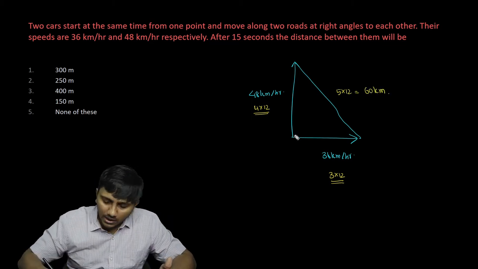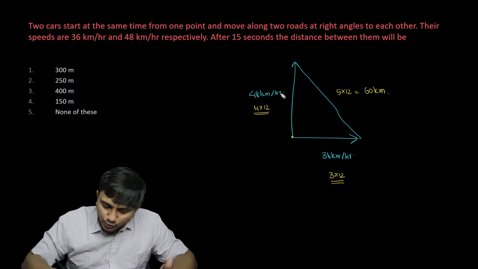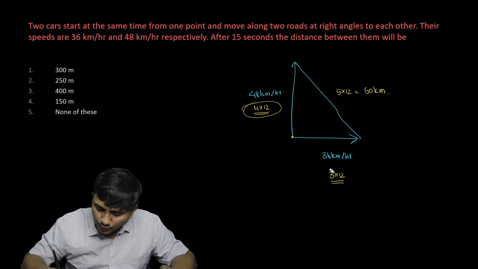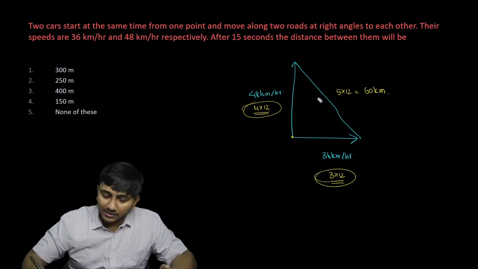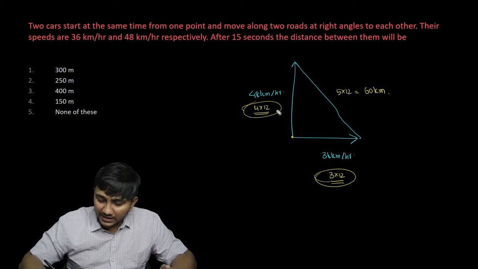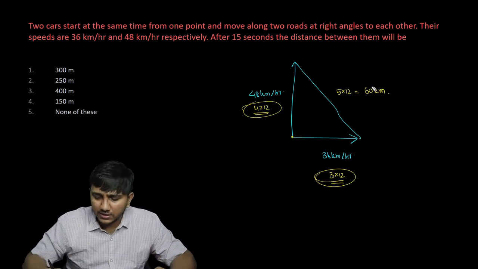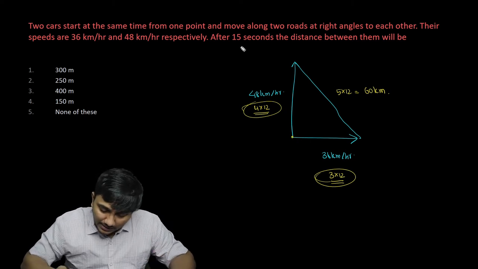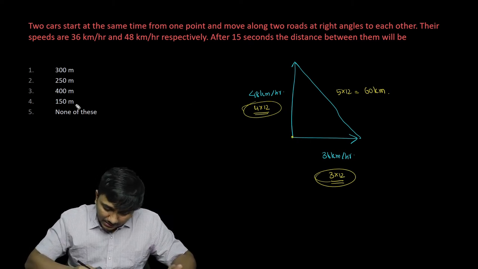So after 1 hour, the person who's going at 48 kilometers per hour would have traveled 48 kilometers. The person who's going at 36 would have traveled 36 kilometers. And the distance between them will be the hypotenuse of a right angle triangle with 48 and 36 as the two sides, which is 60. Now that is the distance between them after 1 hour. They're asking for 15 seconds and the answers are in terms of meters.